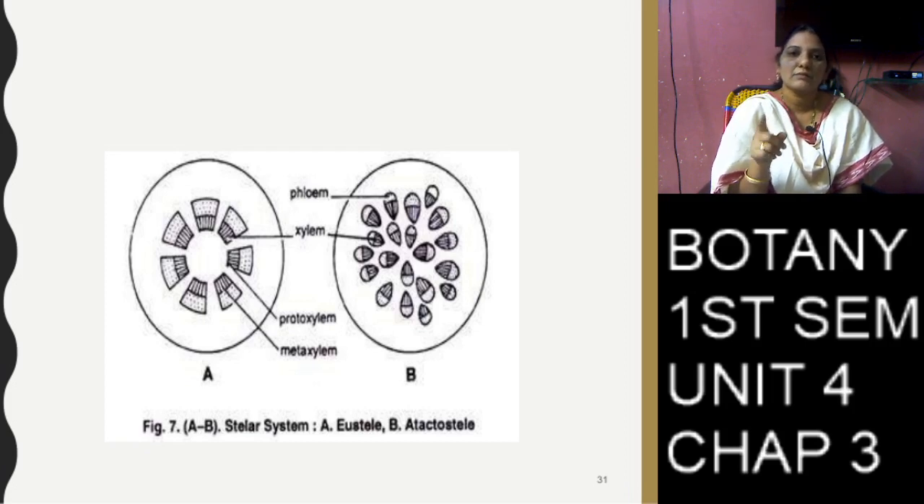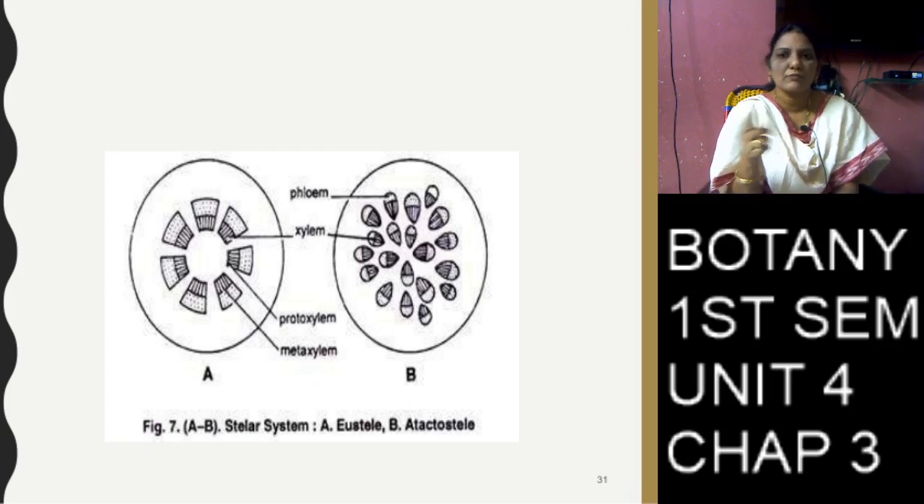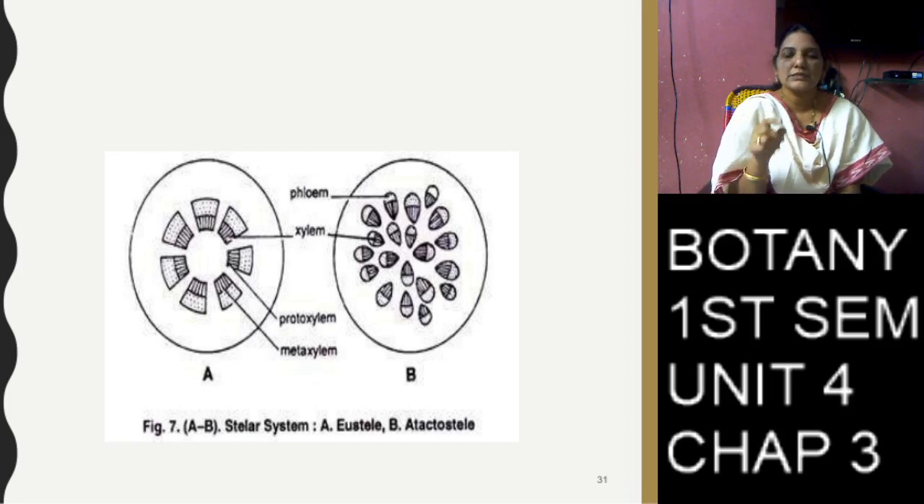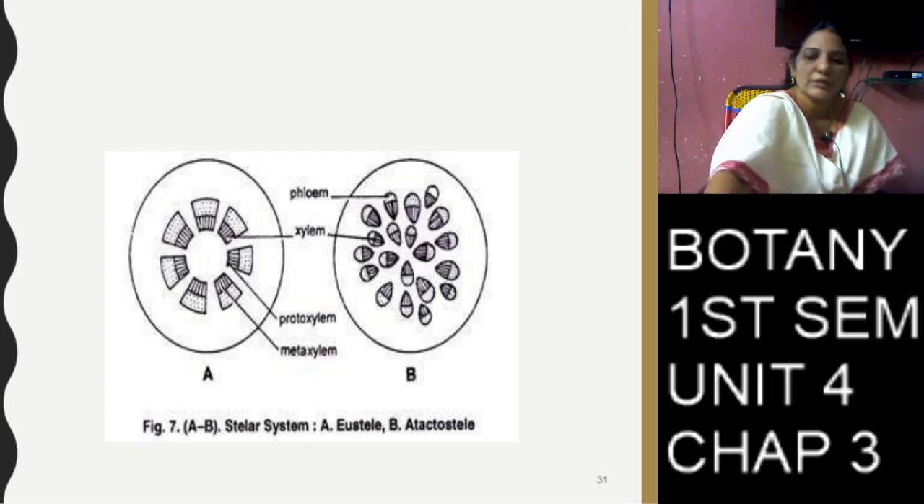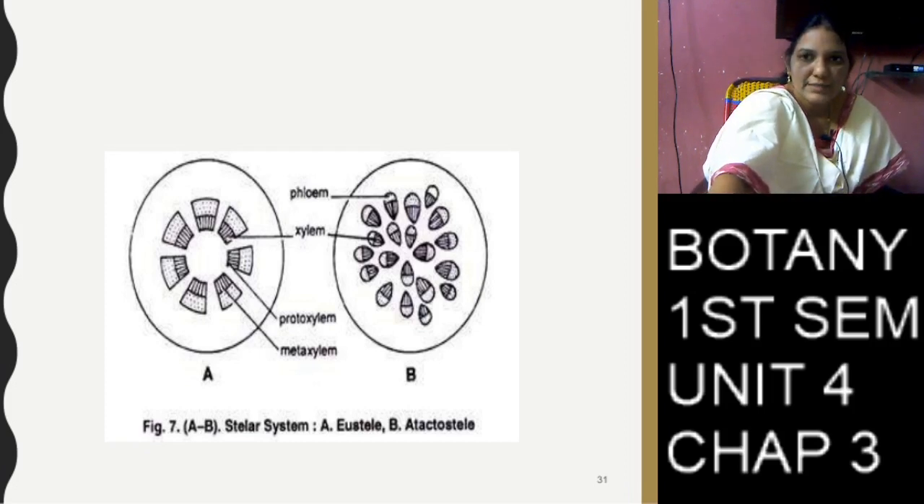Then 2 or 3 or 4 rings are also present in the stele. So vascular bundles are arranged in 2 or 3 cycles also. So this type of stele is called eustele. For example, Equisetum.